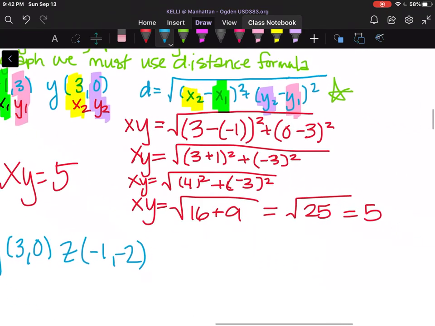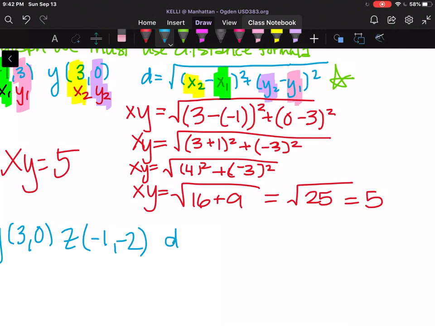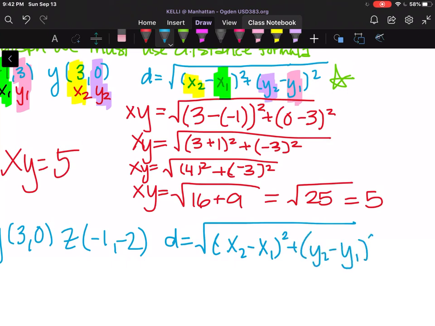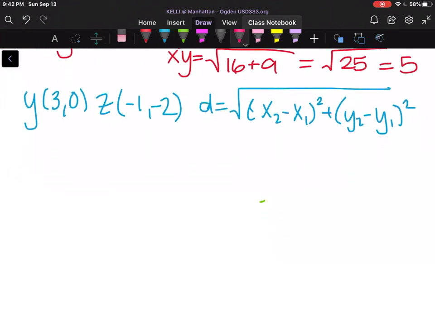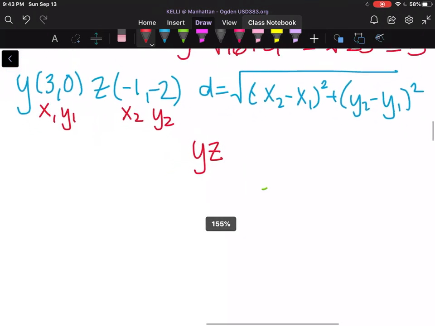And again, I've got to find the length of it because it's a diagonal. It's not a straight counting point. So I'm going to rewrite my distance formula and start labeling and plugging numbers in. So here we go. I'm going to label this again x1, y1 and x2, y2. And now it's just a matter of plugging in. So instead of d, instead of distance, I'm going to just go ahead and write this as yz because that means the length of yz.